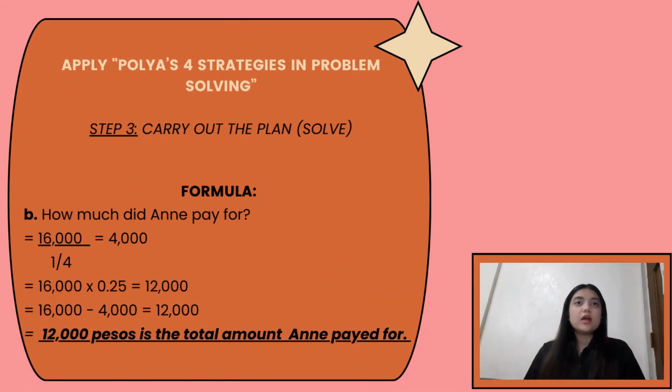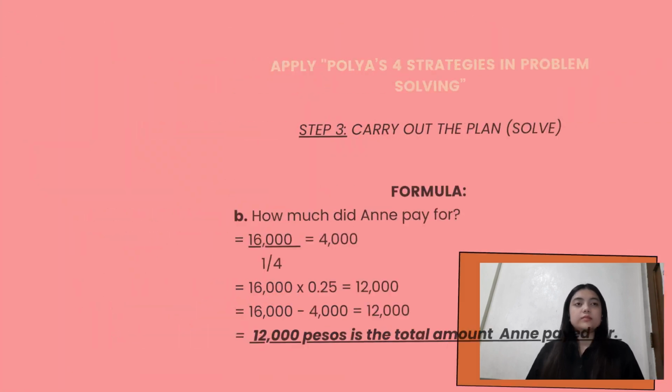As for letter B, how much did Anne pay? Since we know the original price is 16,000 pesos, we multiply that by 1/4 or 0.25, which gives us 4,000. Now that we figured out 1/4 of 16,000, we subtract 16,000 minus 4,000, which gives us 12,000 pesos, which is the final amount Anne paid.